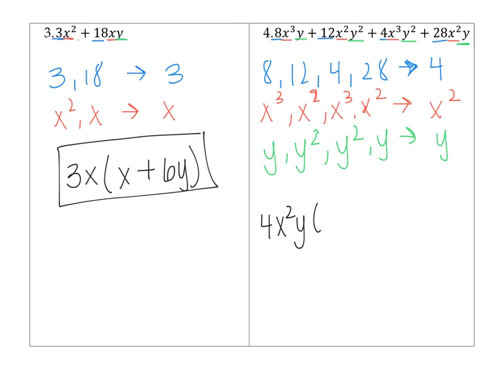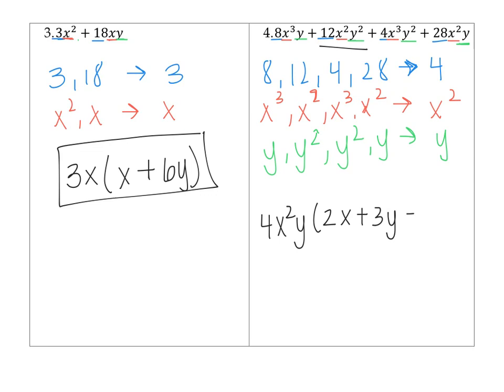So 8 divided by 4 is going to leave me with 2. X cubed divided by x squared is going to leave me with x. Y divided by y is just going to cancel out, so my first term is now divided. And then I'm going to add my second term, so 12x squared y squared divided by my factored out piece. So 12 divided by 4, that's 3. X squared divided by x squared, those cancel. Y squared divided by y is y.